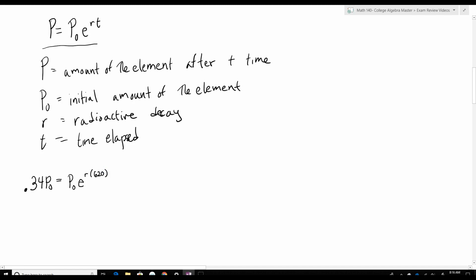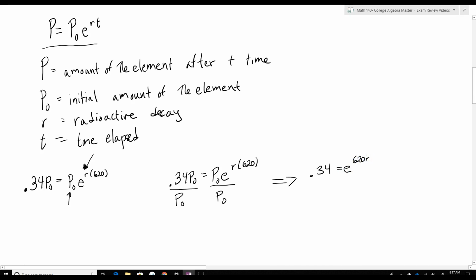Okay? And so that's going to be helpful because what that's going to allow me to do is solve for R, which is the last piece that I really need. And then once I get what R is, all I need is an initial amount. Okay? But we're going to utilize this information in order to solve for R. So if I take 0.34 P naught equals P naught e to the R times 620, then I can just divide by P naught. And what I'm left with is 0.34 equals e to the 620R.